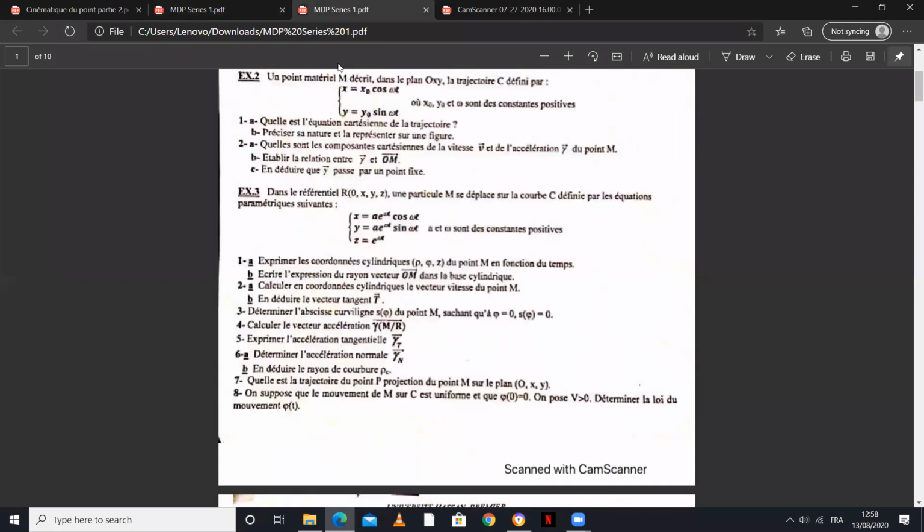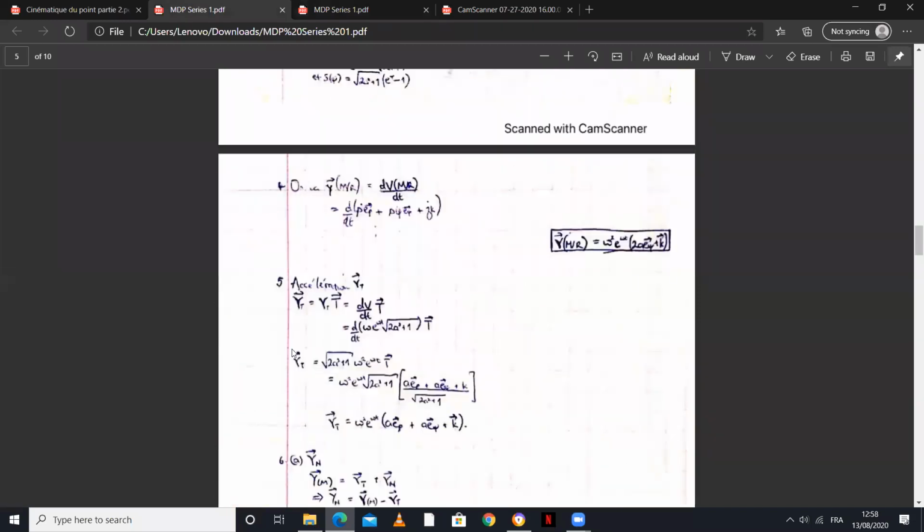So, question 4 is asking us to calculate the acceleration. Question 5 is saying exprimer l'accélération tangentielle. Again, this is just something that's in your notes. The formula for the accélération tangentielle, you have in your notes. All these things, you have to know them by heart.